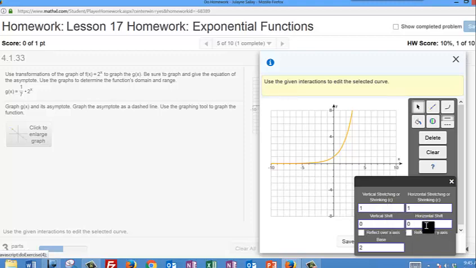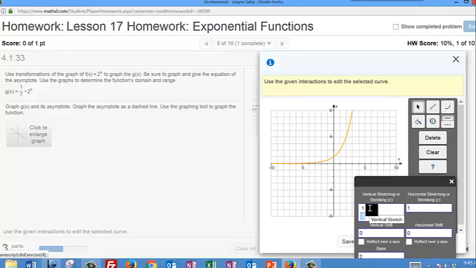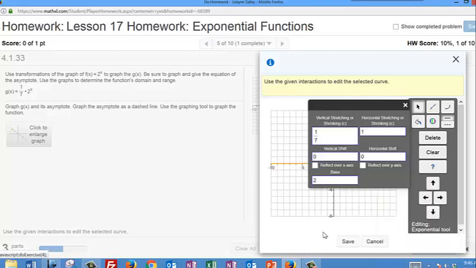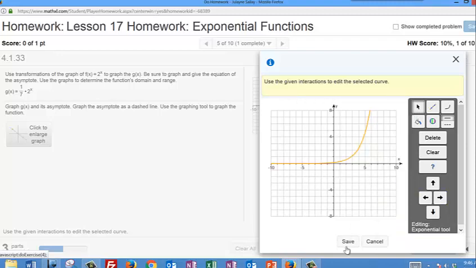So I have no horizontal shift, so I'm going to leave that 0. No vertical shift, I'm going to leave that 0. But I'm going to change this vertical stretch and compress to 1/7. Please note that there is such a thing as a horizontal stretch or compress, but we're not actually doing that until pre-cal, so please don't type anything into this horizontal stretch or compress in this class. So take a look at this orange line. It's going to shrink once I click off of this. Nope, there it went, and it shrunk.